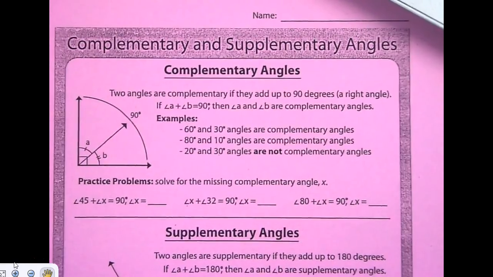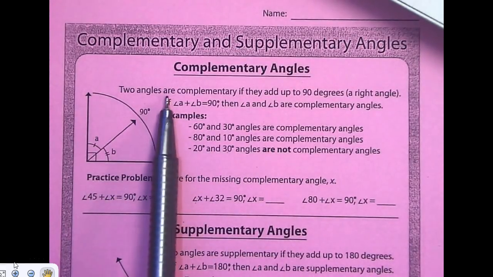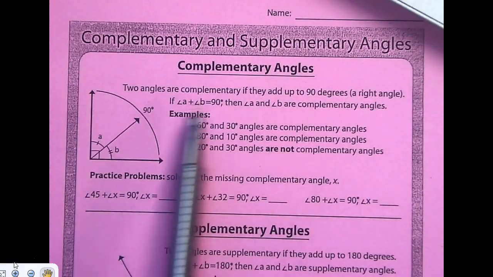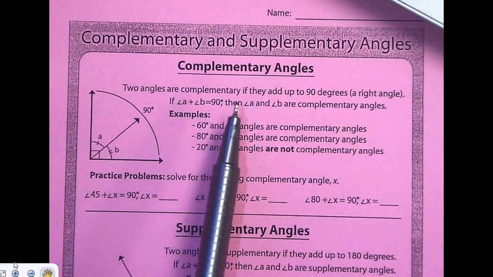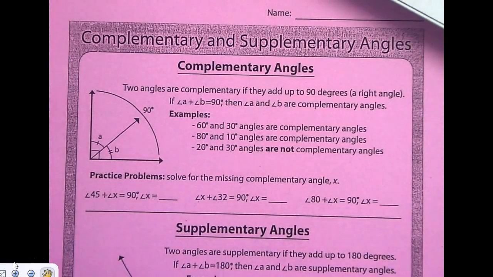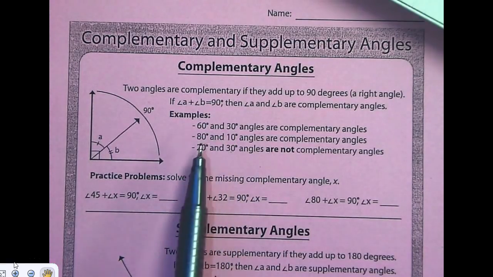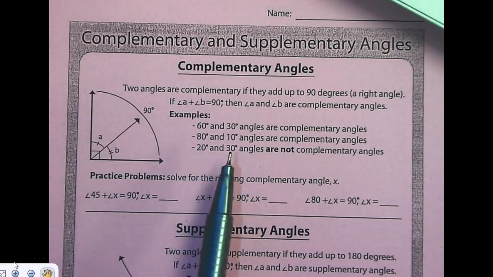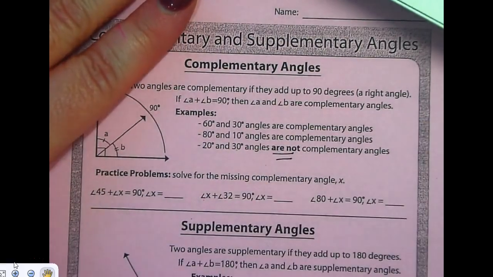Let's look at the top of these notes. Complementary angles. What we've been saying is two angles are complementary if they add up to 90 degrees, which is a right angle. If angle A plus angle B equals 90 degrees, then angle A and B are complementary angles. So here's some examples. 60 degrees and 30 degrees, 80 and 10. Are 20 and 30 complementary angles? 20 plus 30 is 50, so they are not complementary angles.